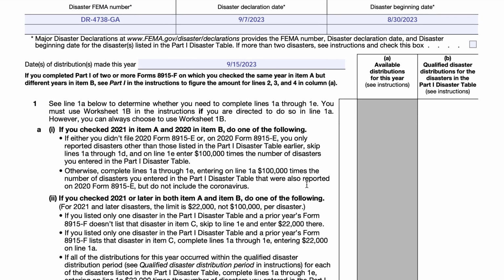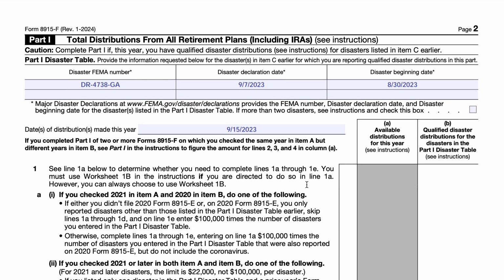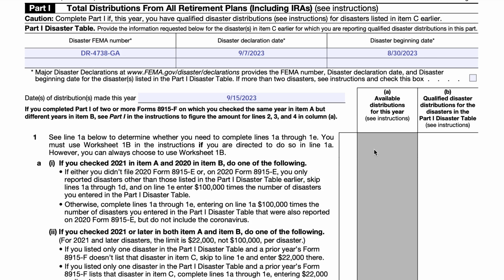So now we're in part 1, we have to complete the disaster table. We're going to put in the same information that we had in item C above. If there were more than 2 disasters, then you would have to check the box and list additional information on a separate form. That's what that basically means, is that there will be additional documentation with more. It will have the FEMA number, the disaster declaration date, and the beginning date for the disasters. So we're only going through 1.